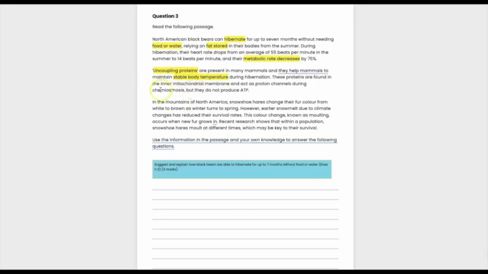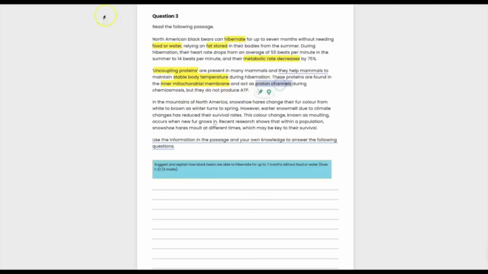These proteins are found in the inner mitochondrial membrane. So I'd highlight that and write oxidative phosphorylation, because that's the stage that happens there. In fact, it happens on the electron transport chain, with those proteins embedded within the membrane. So I'd annotate that. And it acts as a proton channel during chemiosmosis, but they do not produce ATP.